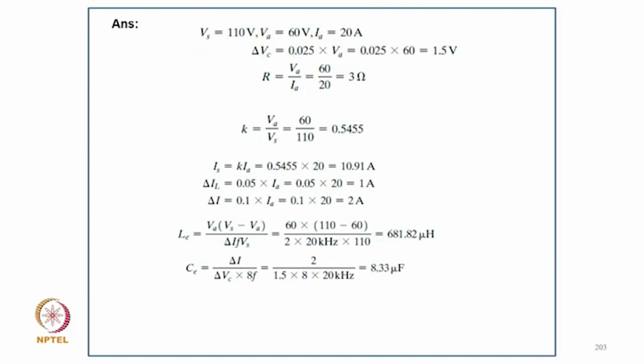So putting all the values here, R equal to VA upon IA, so it comes 3 ohm, K, the duty cycle, comes around 0.544, and IL is equal to K IA, that comes 10.91, delta IL1 is 5% of IA, that's 1 ampere, and delta IL is 10%, that comes 2 ampere, and L equal to (VA minus VS minus VR) upon delta I into Fs, that comes 81.82 microhenry, and C equal to delta I upon 8 delta Vc F, it comes 8.33 microfarad.